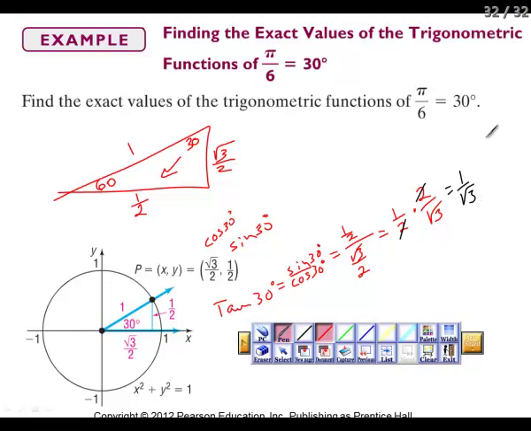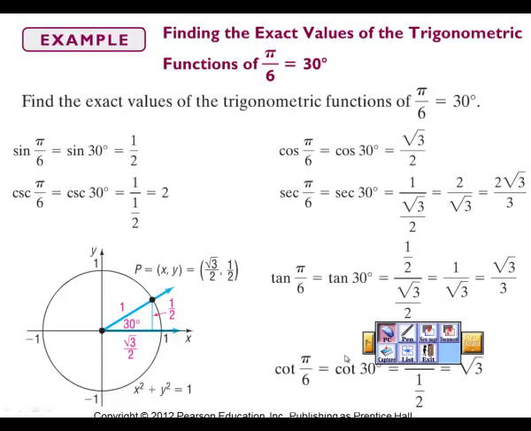But what do we got to do now? We got to rationalize, right? So we got to multiply square root of 3 over the square root of 3, and we get square root of 3 over the square root of 9, which is 3. Okay, so that would be tangent for 30 degrees.